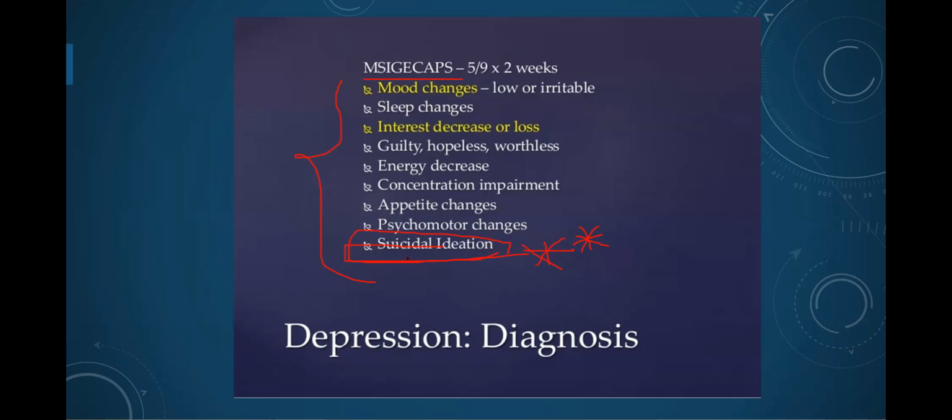Like the questions, you have to understand the question, all right? Like if they say what is the most important criteria to diagnose depression, that will be your mood changes. But if they ask what is the most important criteria you should look for in a patient with depression, that means you are looking for suicidal ideation. Clear?